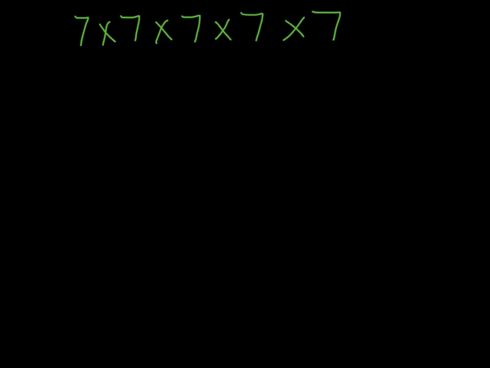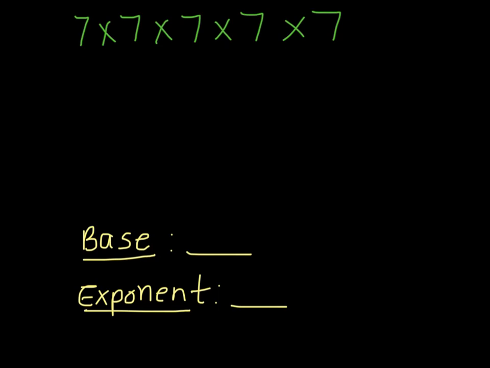Let's try another example. Here I have 7 times 7 times 7 times 7 times 7. My base, remember, is my repeated factor. So here, my base is 7. My exponent is the number of times the base is repeated.